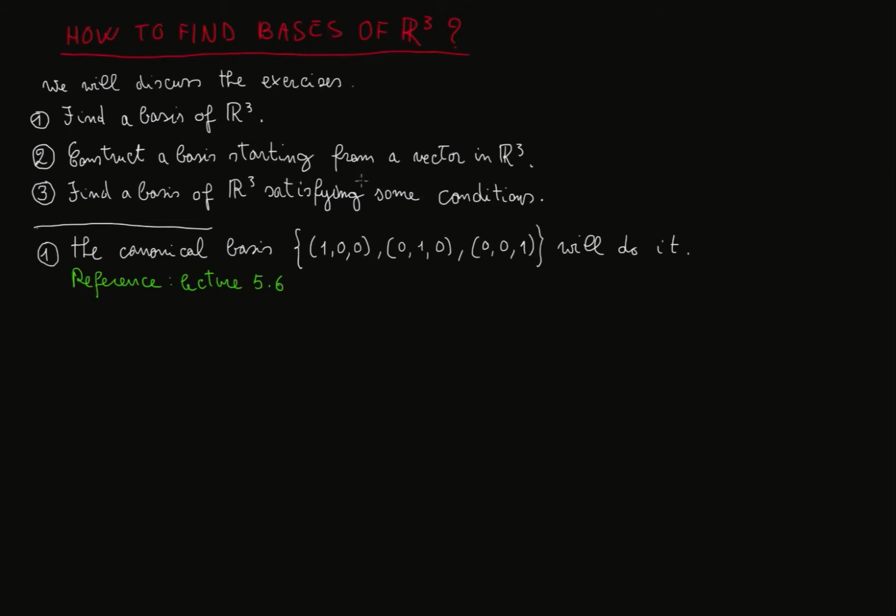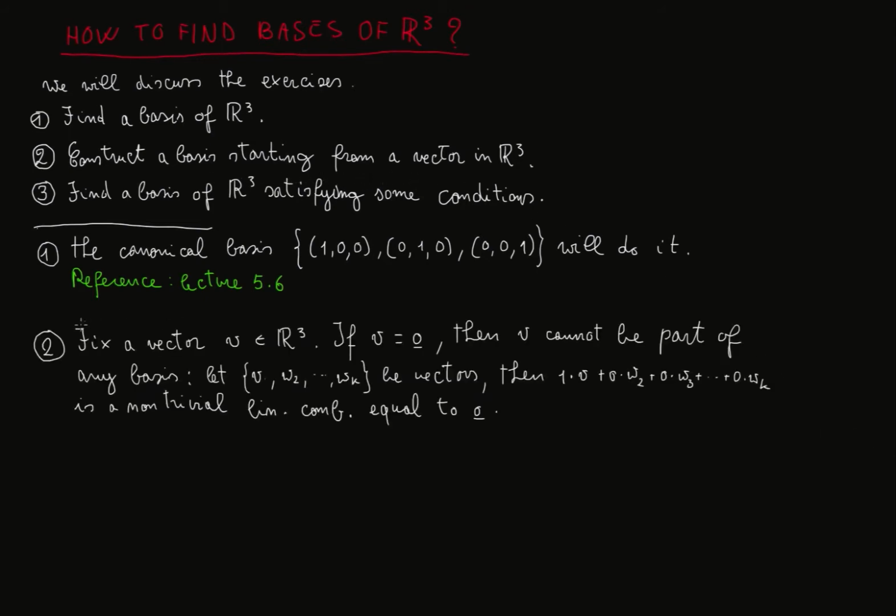Let's now consider exercise number 2. Construct a basis starting from a vector in R3. Now we fix a vector v in R3, and there are two possibilities. If v is the zero vector, then we know from the general theorem of the basis that v cannot be part of any basis. So we are already halting our process because we cannot complete v to any basis in R3.